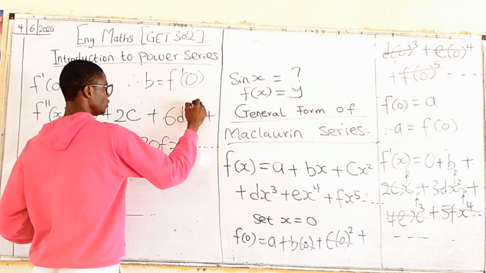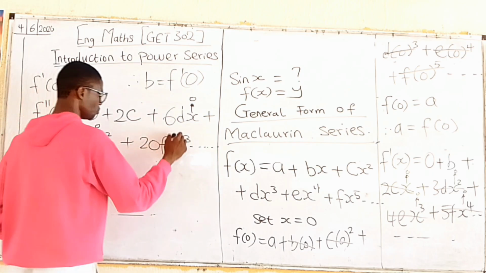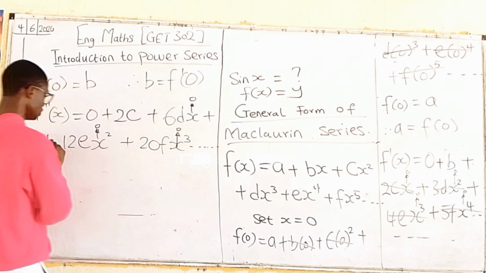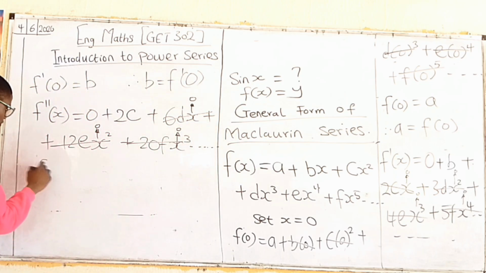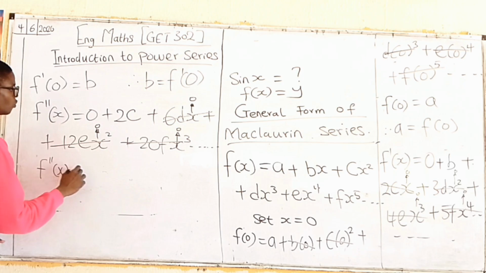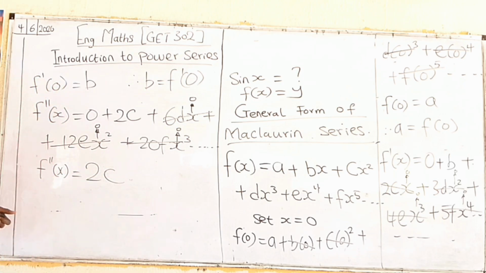Now if you put 0, what will happen? Putting 0 here, 0. Putting 0 here, what will happen? So this will go out, this will go out, this will go out, right? So we have that f prime of x will give you 2c. Right? No, we will not call it f prime of x because since you have put 0, it's going to be f prime of 0, because we put 0 there. So it is equal to 2c.